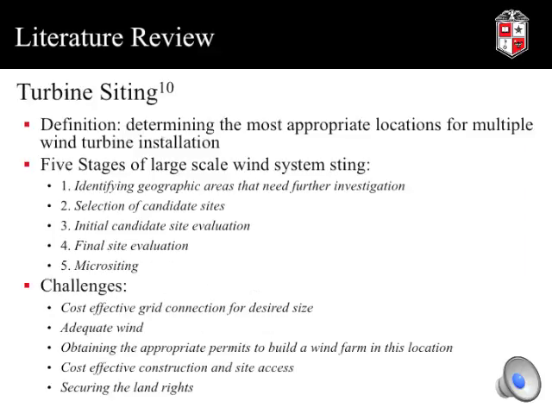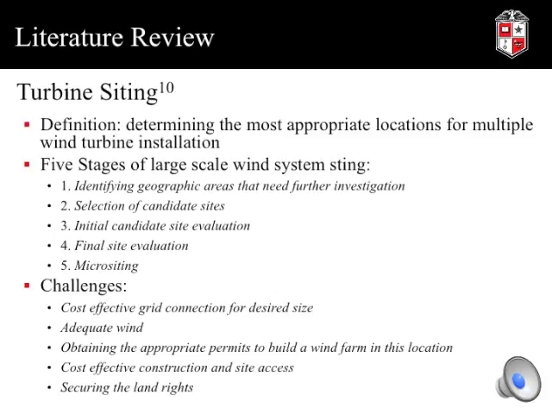The class textbook by Manuel defines turbine siting as determining the most appropriate locations for multiple wind turbine installation. The Manuel book again defines 5 stages for large-scale siting, which are identifying geographic areas that need further investigation, selection of candidate sites, initial candidate site evaluation, final site evaluation, and micrositing. Micrositing is the process of choosing the exact location of the turbines and determining their energy production capabilities.